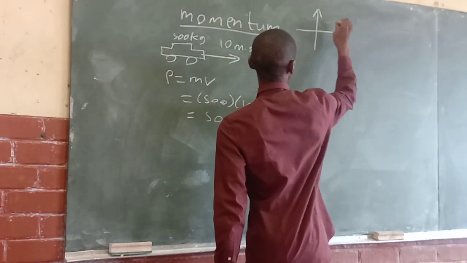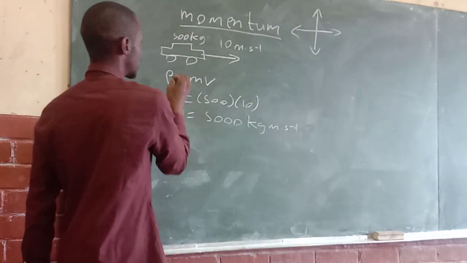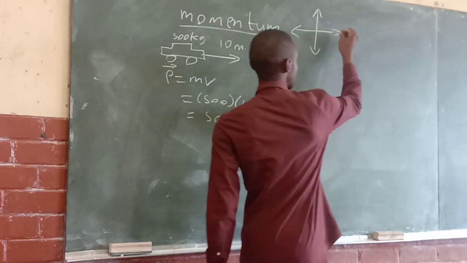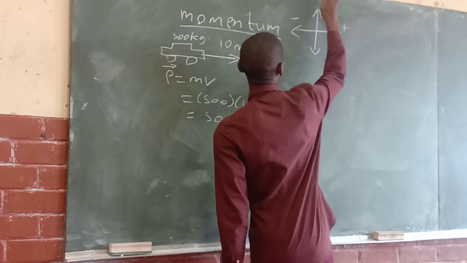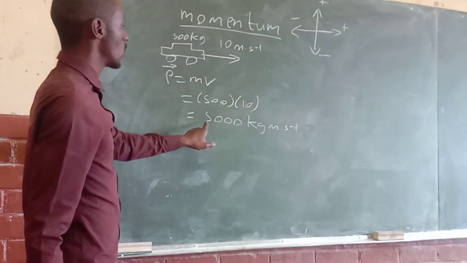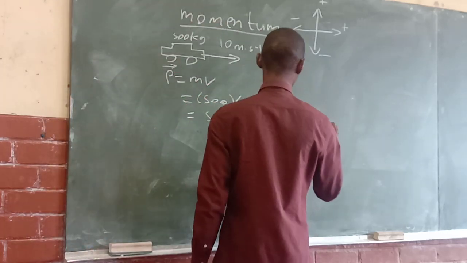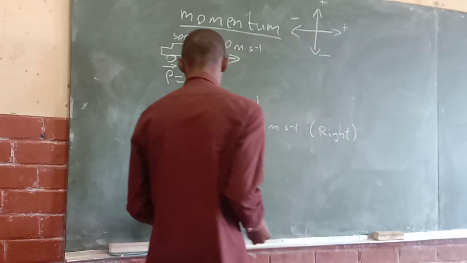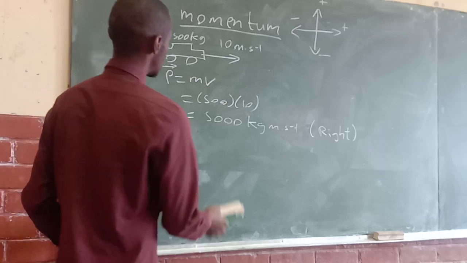Also, guys, I want you to remember that since momentum is a vector, we need to indicate direction. I like taking right as positive, I like taking left as negative, up as positive, down as negative. So my answer here will be 5,000 kg meters per second towards the right. Okay, this is one of the simple types of questions you might get.